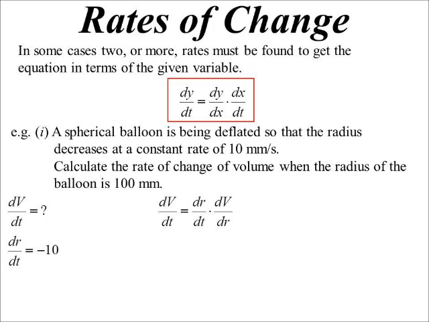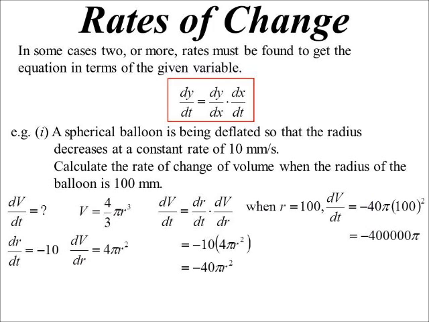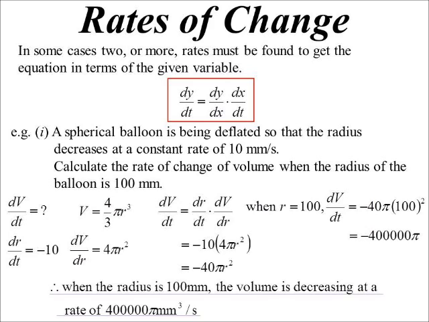Well, yes, of course, we have a formula for the volume of a sphere. So V is 4/3 pi r cubed, dV/dr is 4 pi r squared. Subbing that all in, we get minus 40 pi r squared. It's negative, so yes, it's decreasing, that all makes sense. We want to find when it's 100 millimetres, so that's a substitution question there. Whoa, look at that number, that's a big number. 400,000 pi.